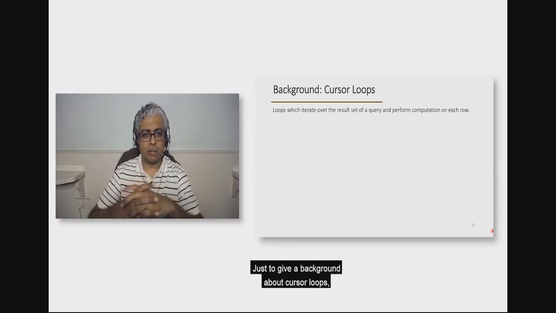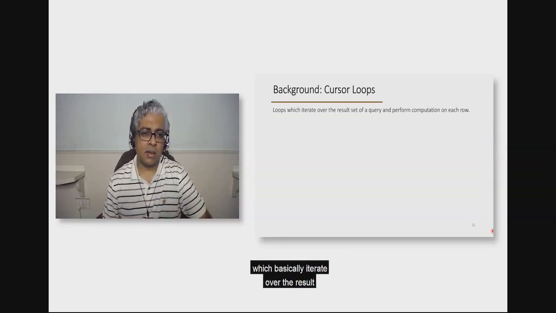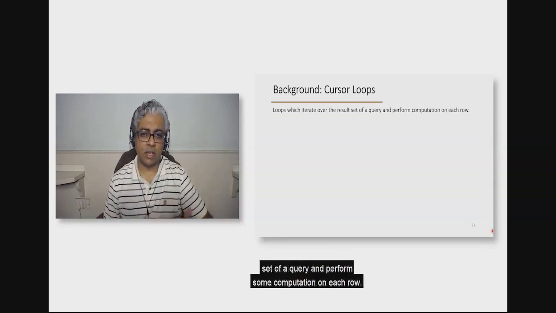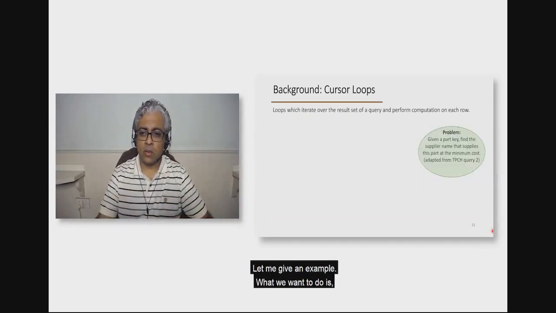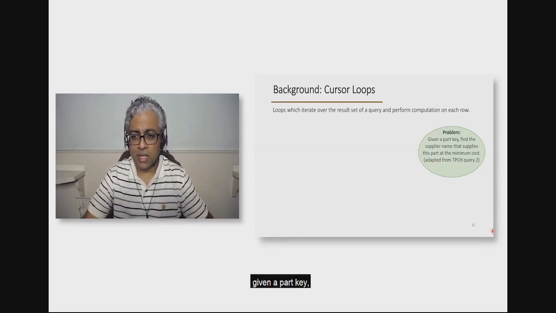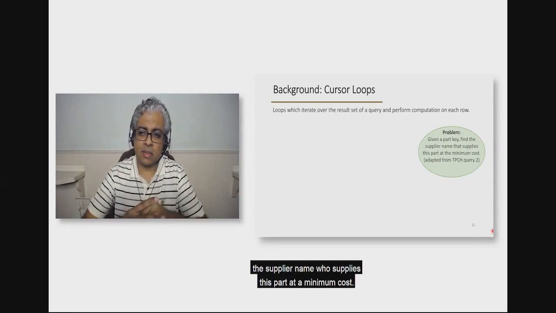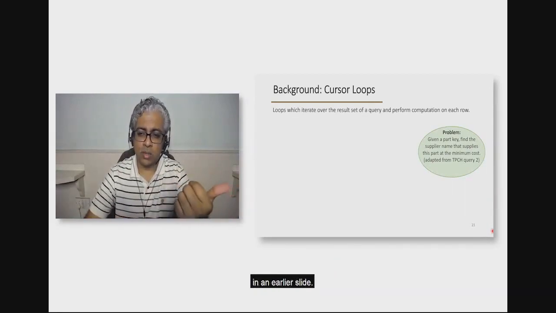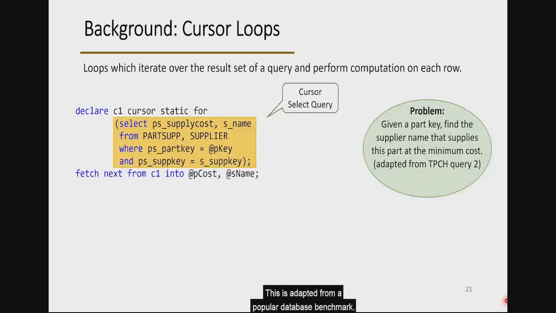So just to give a background about cursor loops, these are a common variant of loops which iterate over the result set of a query and perform some computation on each row. Let me give an example. Given a part key, a part ID identifier, we want to find the supplier name who supplies this part at a minimum cost. This was similar to the query that I had shown in an earlier slide. This is adapted from a popular database benchmark.